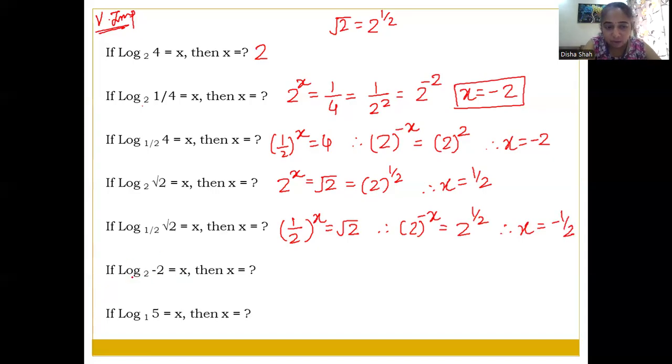Next. Log of minus 2 to the base 2 is equal to x. So what is the value of x? If we write this, 2 raised to x is equal to minus 2. Okay. Now which power of 2 gives you minus 2? Now here there is a catch. Because whenever the base is positive, look, this base is positive, this is 2. If the base is positive, then whether the power is positive or negative, the answer is always positive. So no power of 2 can give you -2, it is not possible.